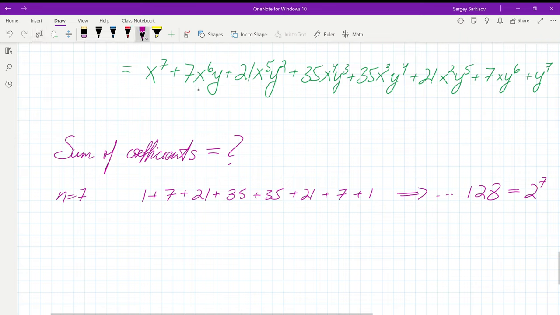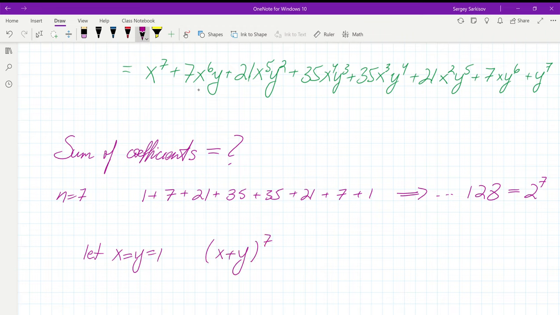And why is that? We already looked at that a little bit. When you're adding up just the coefficients, all the other factors are just 1. How do you make them 1? You let x equal y equal 1. And so now instead of x plus y to the 7th, we will have 1 plus 1 to the 7th. That's 2 to the 7th, and that's what's really happening. Cool, right? I think that's an interesting thing.